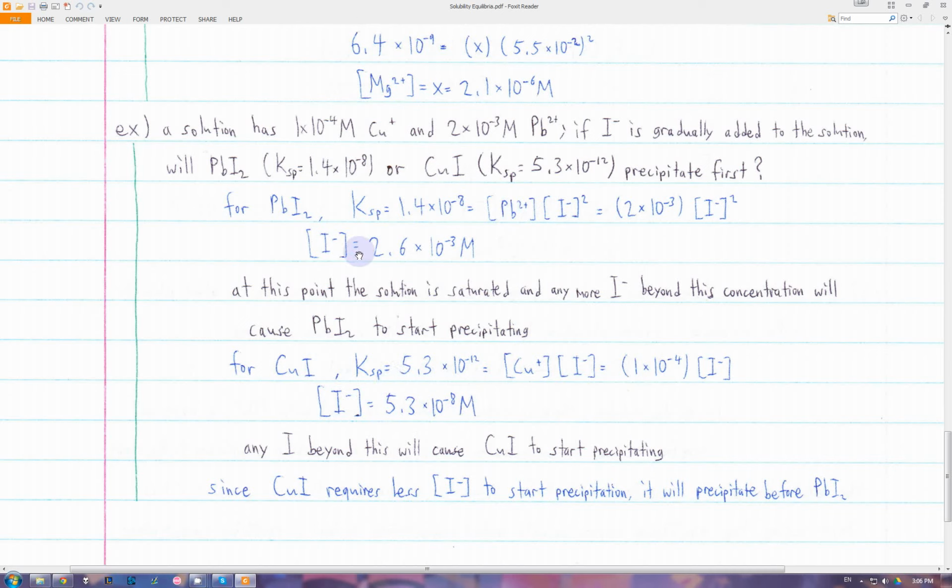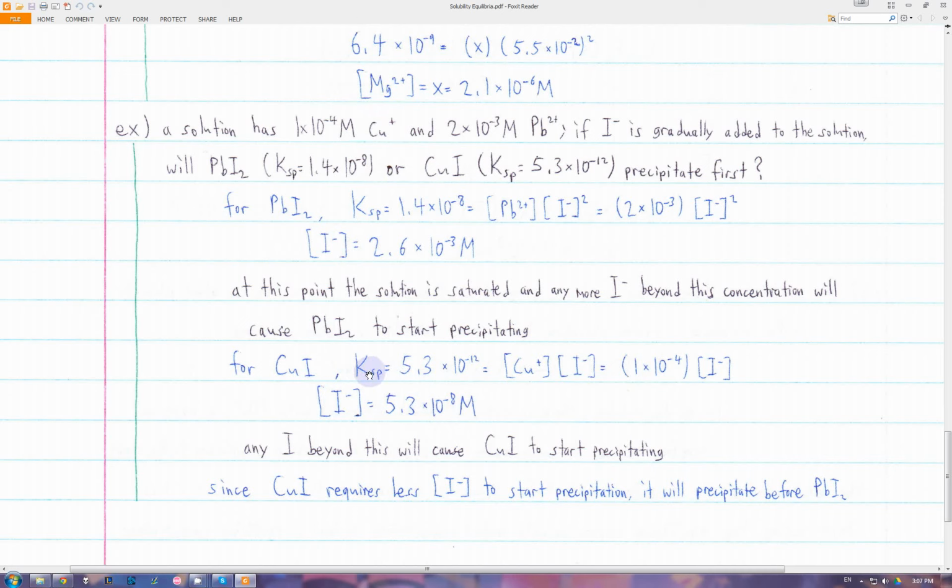So we look at these two amounts for the needed amount of iodine ion. Comparing these, we see that this number is smaller. So the copper iodide needs a smaller concentration of iodine ion in order to start precipitation, which means it will precipitate first. So as we add the iodine ions, when the concentration of iodine gets to this amount, copper iodide will precipitate, and it will precipitate until no more copper ion is left in the solution.